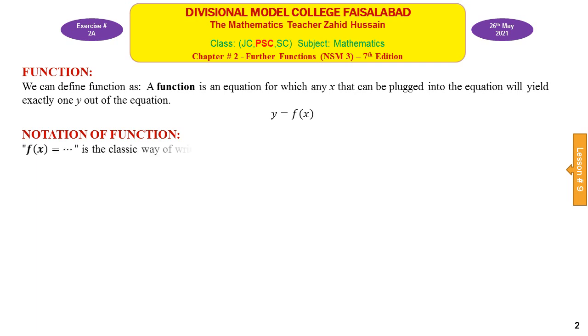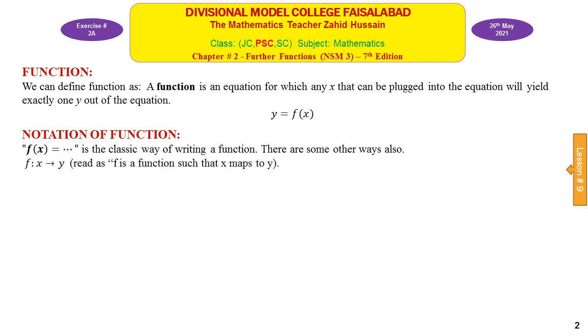The notation of a function is represented in different ways. f of x is equal to something. This is the typical or classic way of writing a function. f of x is equal to, and on the right hand side of this there will be an expression. There are some more types. In the previous book we studied the expression written in this form.